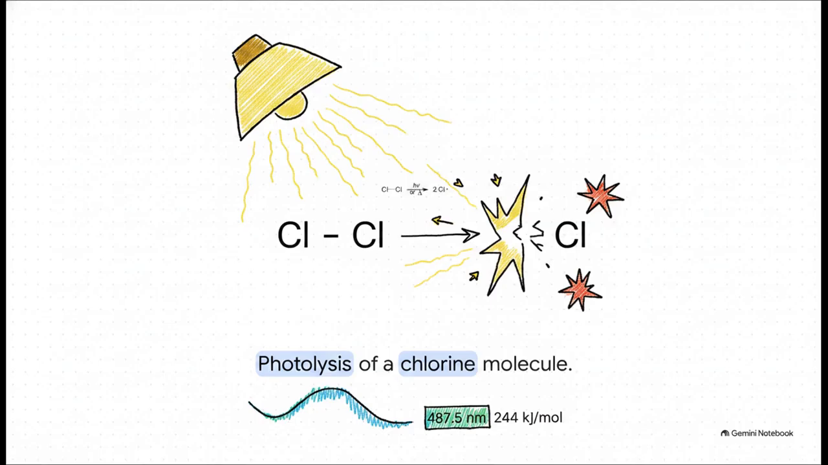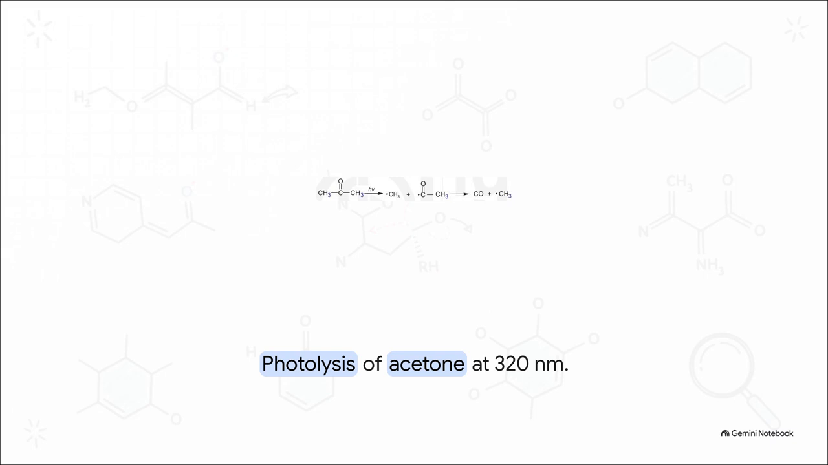For example, if you take a chlorine gas molecule and hit it with light at exactly 487.5 nanometers, it perfectly matches the 244 kilojoules per mole needed to split it. The bond snaps, neatly dividing the molecule into two highly reactive chlorine radicals. Pretty cool, right? Now, what makes photolysis so incredibly powerful is its precision. It's like a chemical scalpel. If we hit acetone vapor with a very specific 320 nanometer light, it perfectly cleaves just the methyl carbonyl bond. It leaves the entire rest of the molecule totally intact, producing one methyl radical and one acetyl radical.